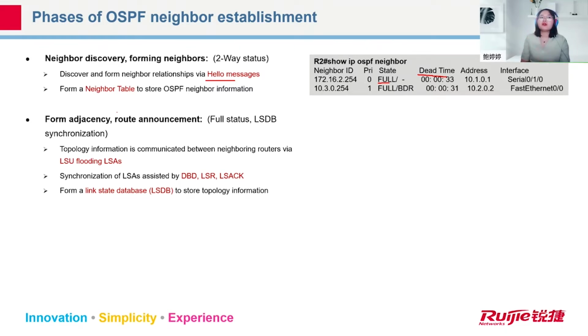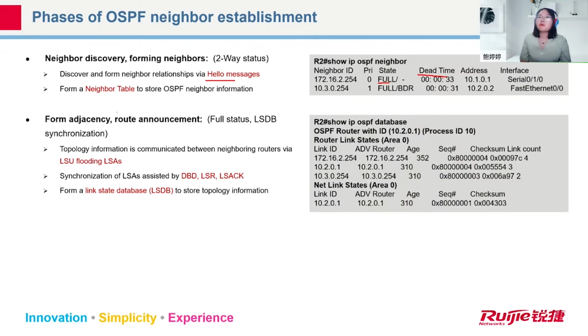And then I will give you a reply, LSU. LSU is a packet, and all the detail LSA will be encapsulated into the LSU message. And after we receive the detailed information, I will give you the acknowledgement, LSACK. So this is the process of how to establish the adjacency relationship and how to announce the routing information.